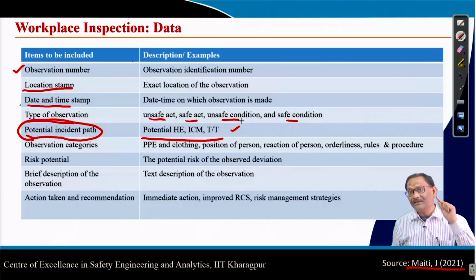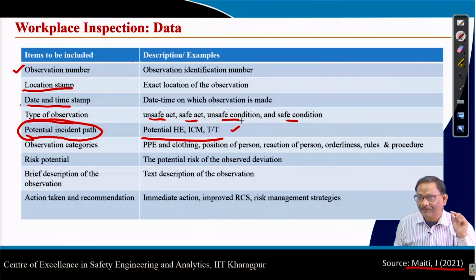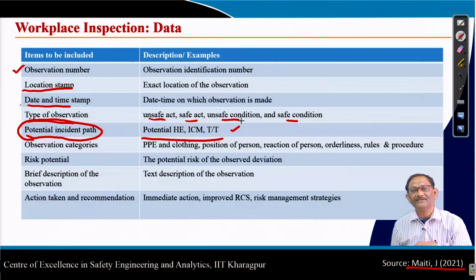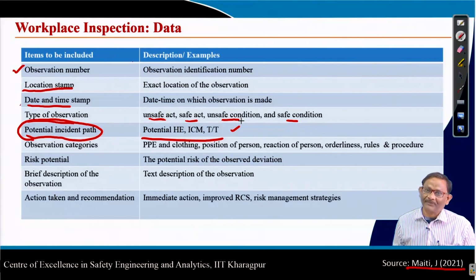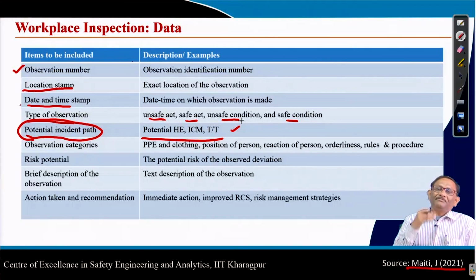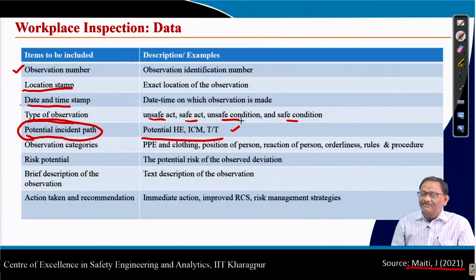If not, that means that is another kind of problem. That means the workplace inspection was not done correctly. But if you find that yes, similar potential incident paths were already described in the inspection report, but even then it has happened, that means you have not taken the corrective action properly that was given there. So this makes your safety management system vibrant.